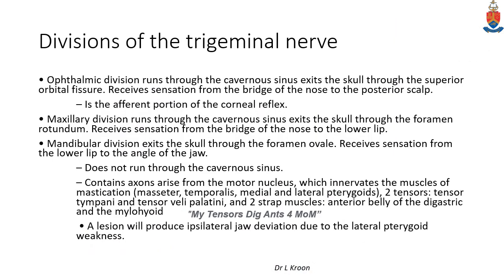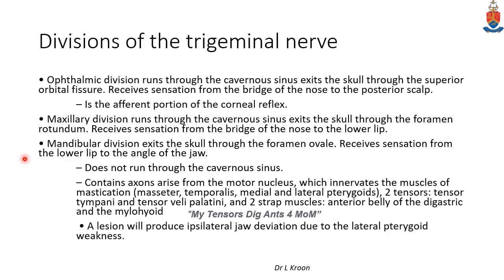The ophthalmic division runs through the cavernous sinus and exits the skull through the superior orbital fissure. It is the afferent portion of the corneal reflex. The maxillary division runs through the cavernous sinus, but it exits the skull through the foramen rotundum. The mandibular division does not run through the cavernous sinus, and that can be a clinically useful and often tested component when describing different clinical syndromes.